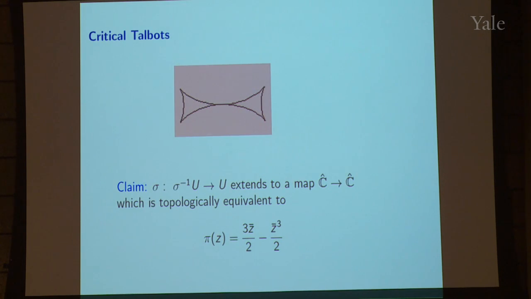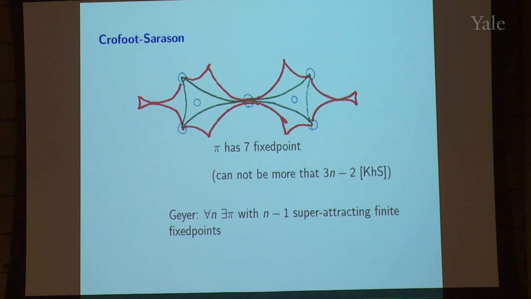So that's the statement. The preimage, this part of the reflection, extends to a map to a three-fold cover of the Riemann sphere, which is topologically equivalent. Now the polynomial, there's only one polynomial up to Möbius conjugation that has two critical fixed points. This was discovered by Sarason. This polynomial is remarkable in that it has seven fixed points. You can see this from the picture.